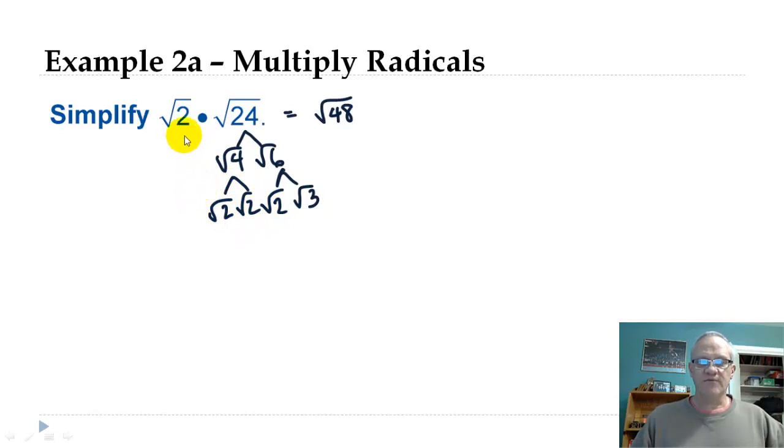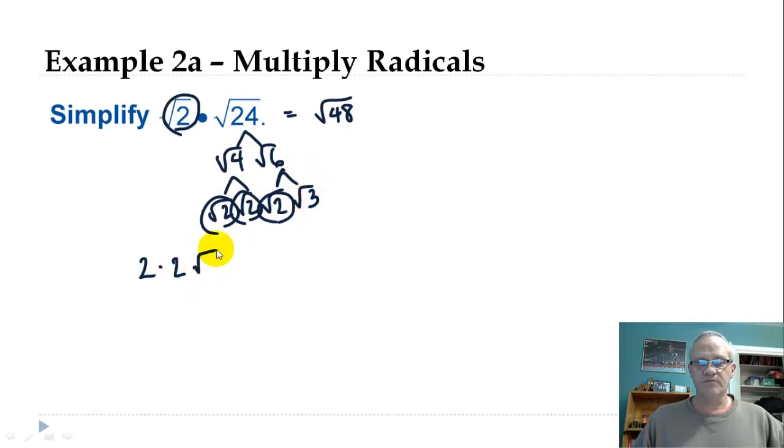So you notice, what do we have? Square root of 2 and a square root of 2. There's a date. That comes out as a regular 2. Square root of 2, square root of 2. That's a date. Comes out as a regular 2. And then square root of 3 was left over. And so if they're outside, they can multiply together. So 2 times 2 is 4. 4 square root of 3.